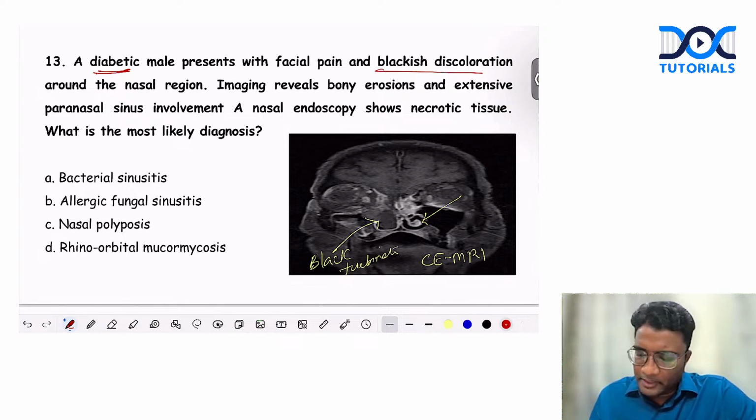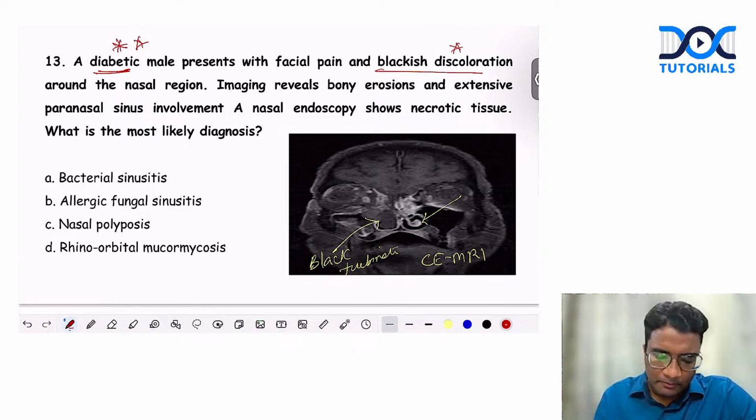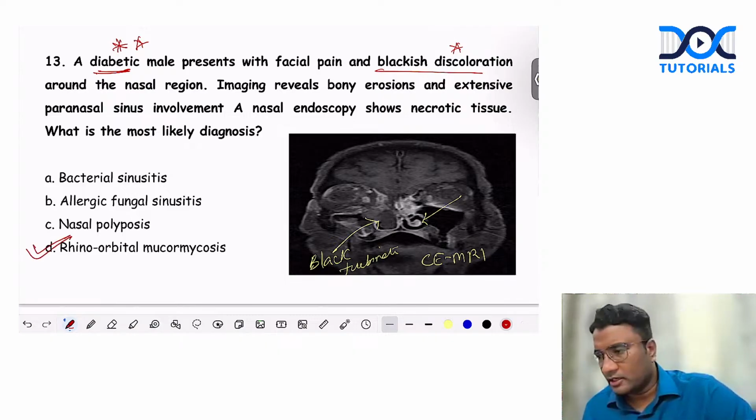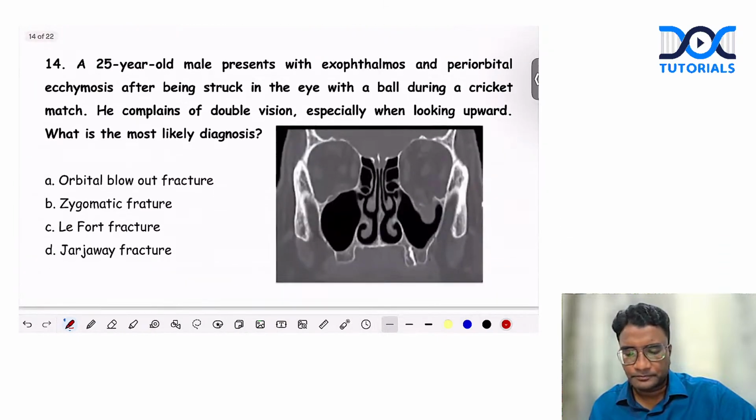So when you have a diabetic ketoacidosis patient or uncontrolled diabetes showing this blackish discoloration, and a black turbinate on the imaging, this is because of an angioinvasive fungus invading in that area, preventing the contrast from coming there. What is that? This is mucormycosis, rhino-orbital mucormycosis. Please remember the black turbinate sign, and also remember how the image appears. Diabetes or diabetic ketoacidosis may be mentioned in the patient.